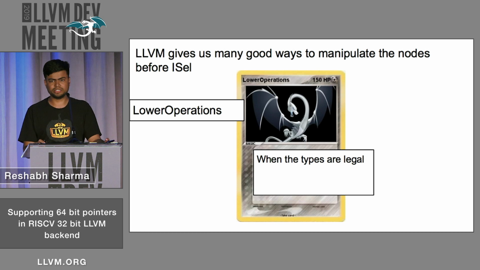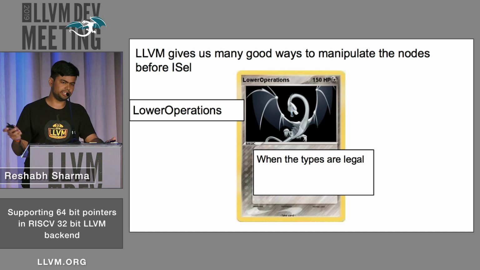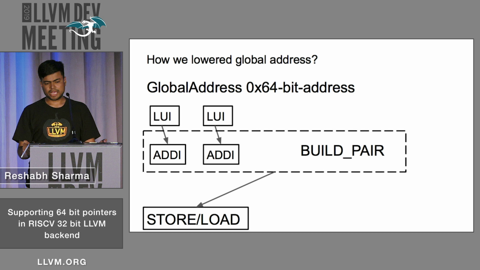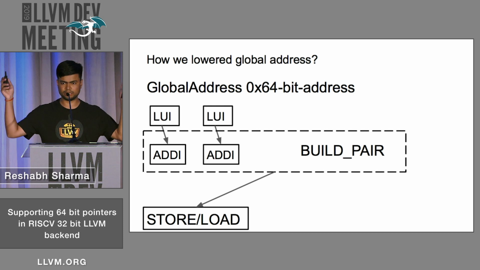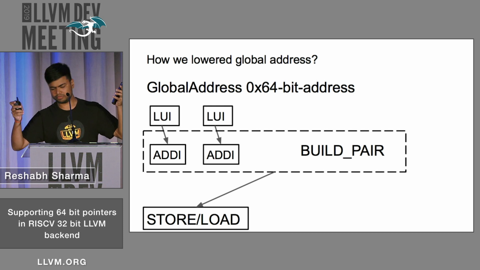The next thing is LowerOperation. That is pretty common in backends, used everywhere. It is used when all types are legal and you just want to tweak the way the nodes interact with each other. And this is how we did it at the end. We had a 64-bit global address. We just broke it into two and put it inside a BUILD_PAIR. For BUILD_PAIR, thanks to Tim, we could do it.